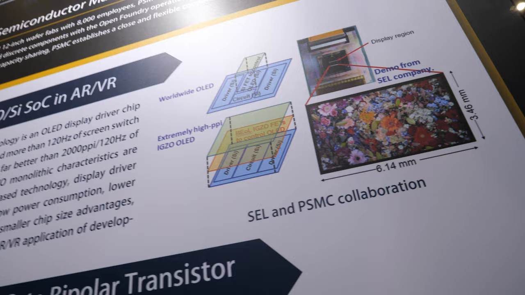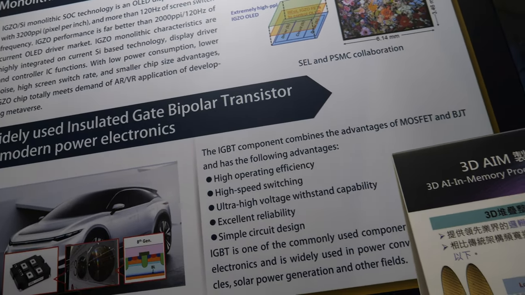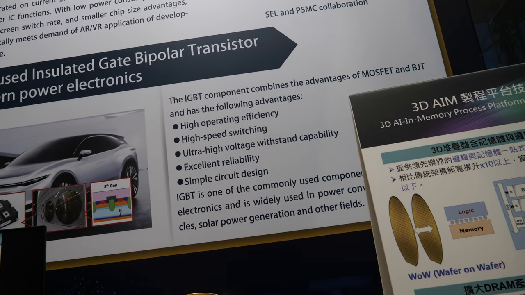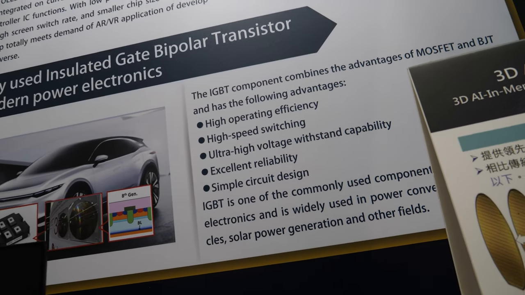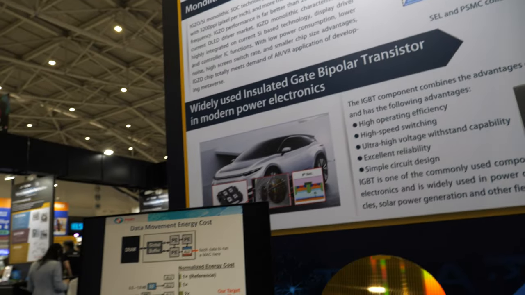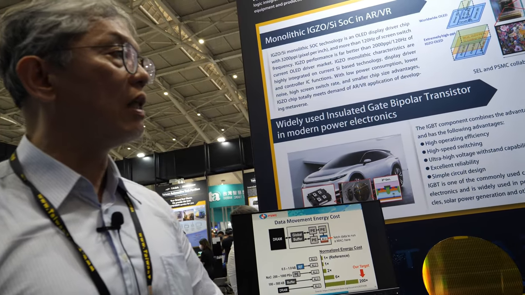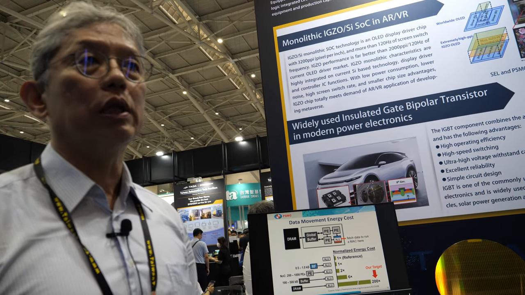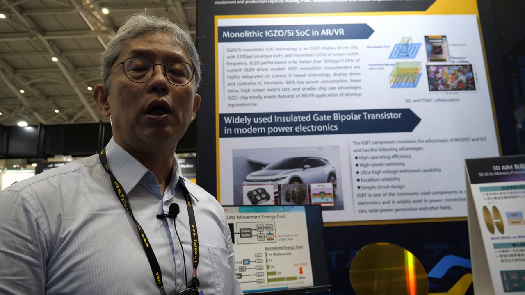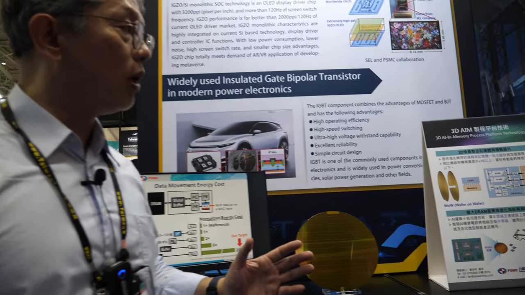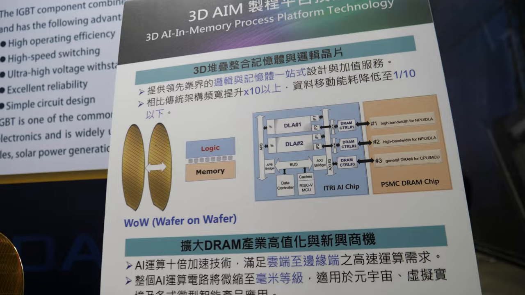IGBT is specialized for the automobile application, because most of the automobile application requires very high current, high voltage. So this kind of process will be very suitable for the automobile application. But here I would like to emphasize another technology right now we have, which is the DRAM, because Powerchip started as a DRAM foundry house. And right now we are not only providing the DRAM manufacturing.